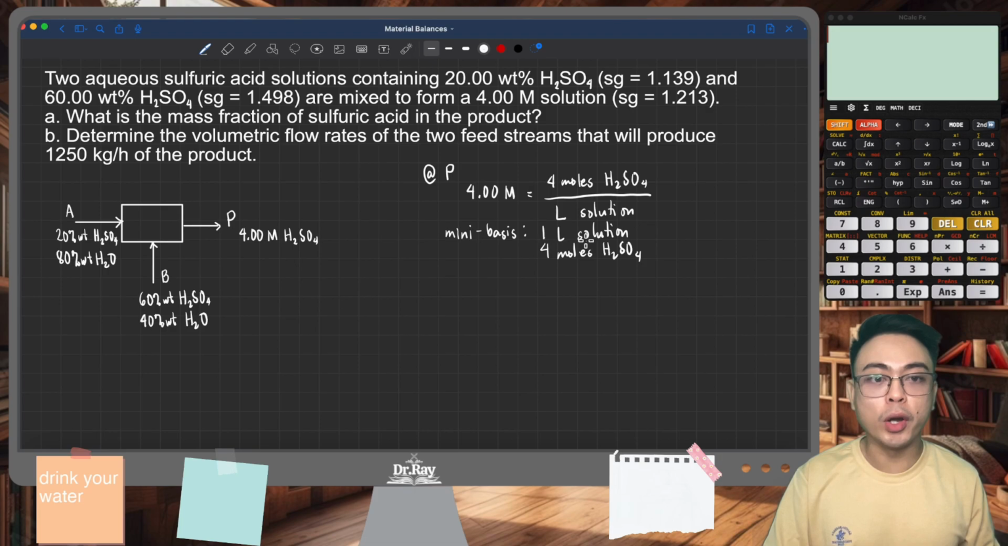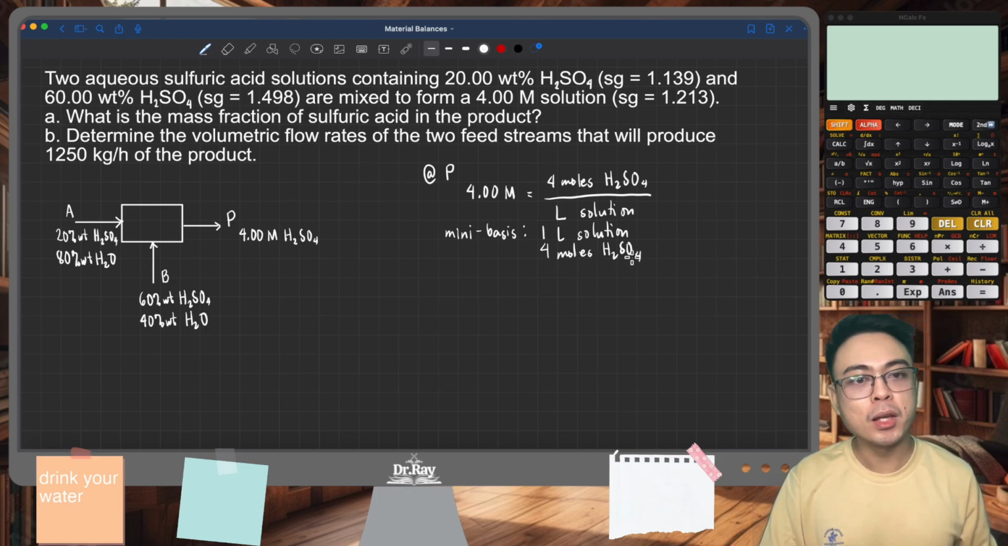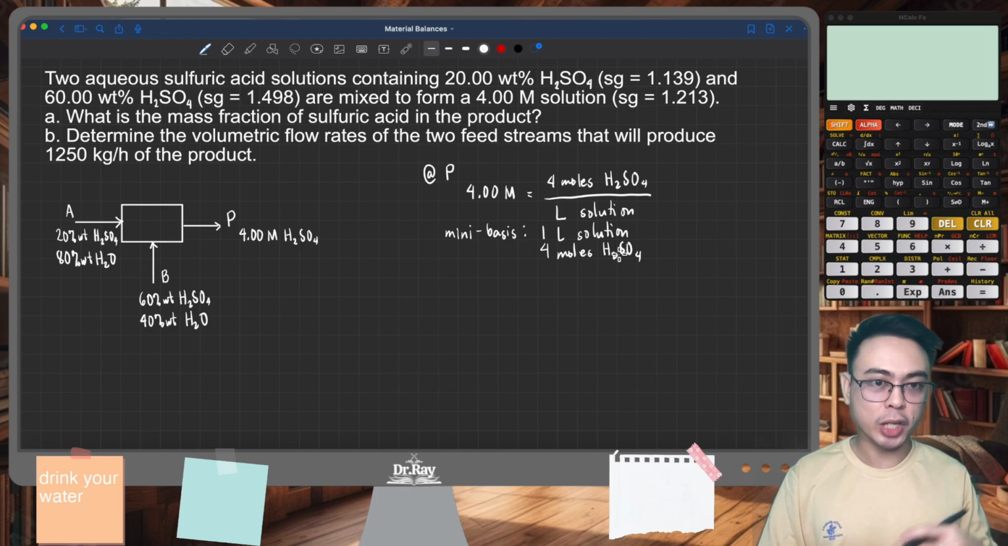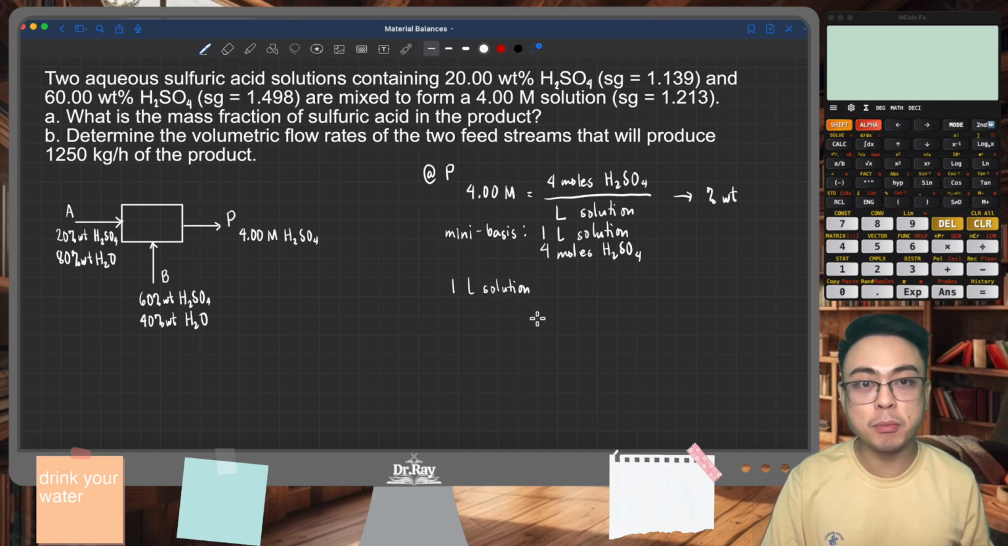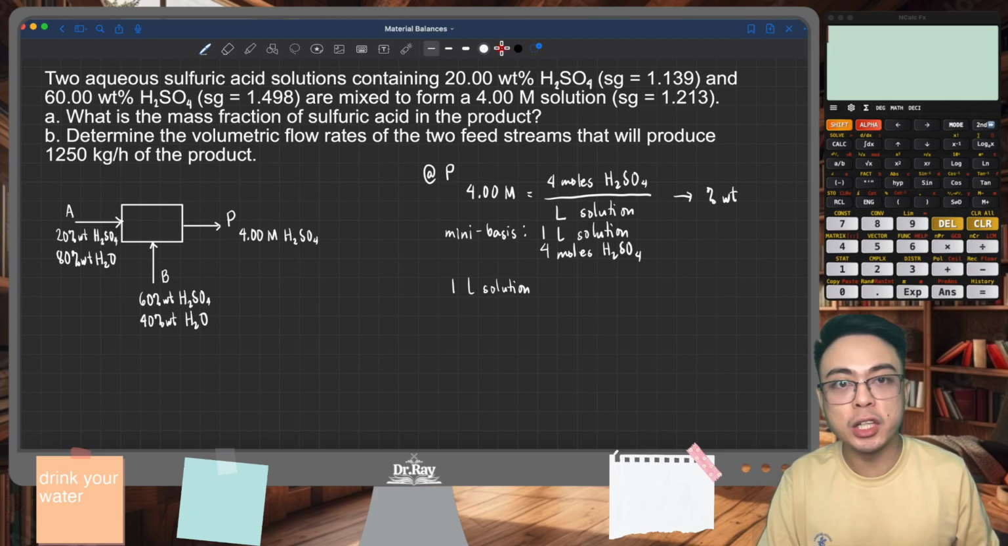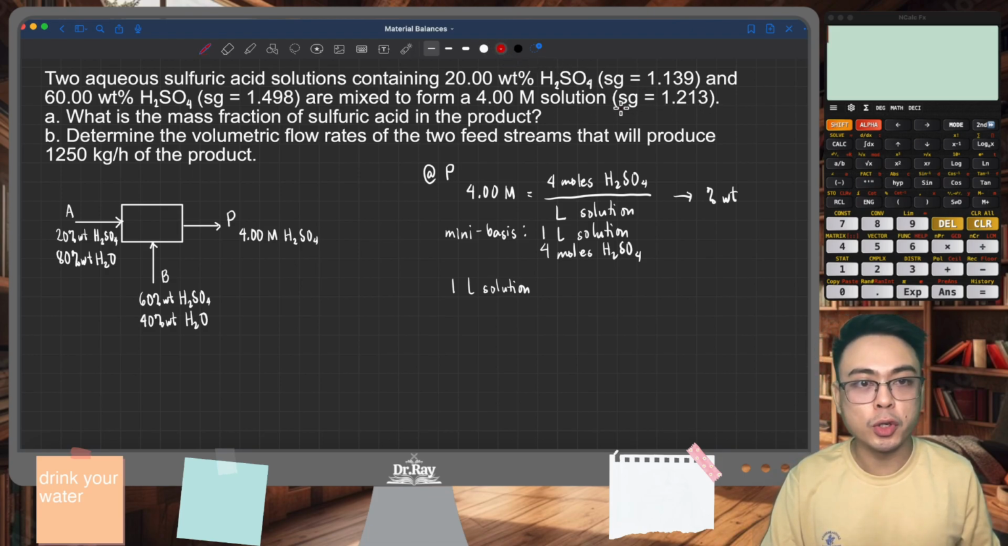That's the reason why 1 liter of the solution is a very convenient basis, because the molarity is already equivalent to the number of moles of sulfuric acid. Now, your 1 liter solution needs to be converted to mass, as well as the 4 moles of sulfuric acid. Remember, we are trying to convert everything to percent by mass or percent by weight. So let me start with the solution. My 1 liter solution can be converted to kilograms simply by using the given specific gravity of the 4 molar solution. So let's focus on this part for a bit.